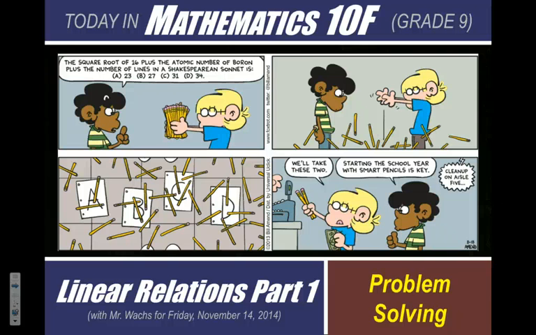Look today at part 1 of linear relations. What we're going to discuss in this part 1 is just the general idea of problem solving. Okay? All right, so it's a fairly general idea.